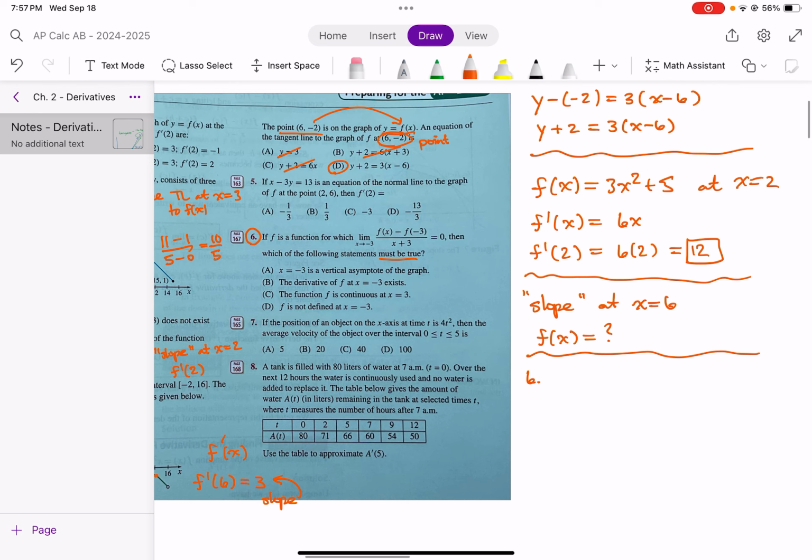So let's look at answer choice A. The answer choice A says x equals negative 3 is a vertical asymptote of the graph. And that's kind of something that you might think about because you look down here, right? When does this equal 0? It equals 0 when you plug in negative 3. That's what makes it 0.